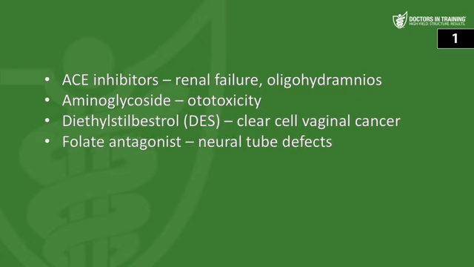What about the folate antagonists? So this would be neural tube defects. We know that decreased folic acid can cause neural tube defects, which is why we give pregnant women folic acid supplements. So it would make sense that folate antagonists cause that neural tube defect.